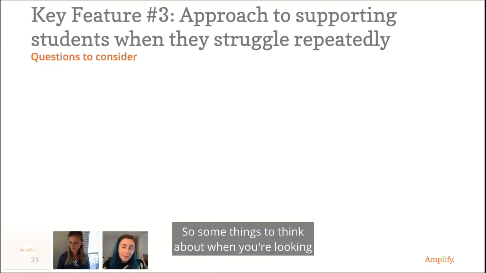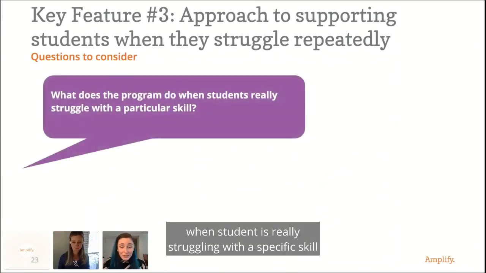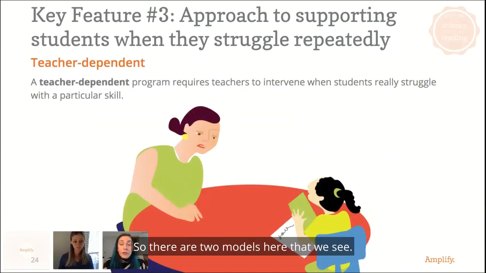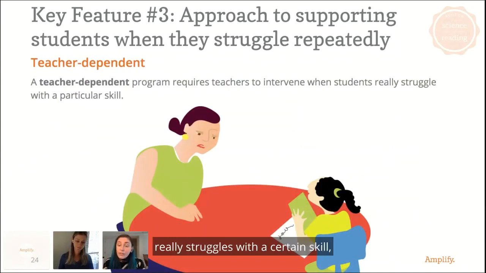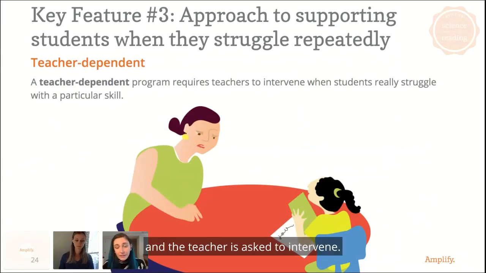So some things to think about when you're looking at these programs: what does it do when a student is really struggling with a specific skill? And what is expected of you, the teacher, versus the program itself? There are two models here that we see. One is a teacher-dependent model, in which when a student really struggles with a certain skill, the student is slowed down or asked to stop, and the teacher is asked to intervene.